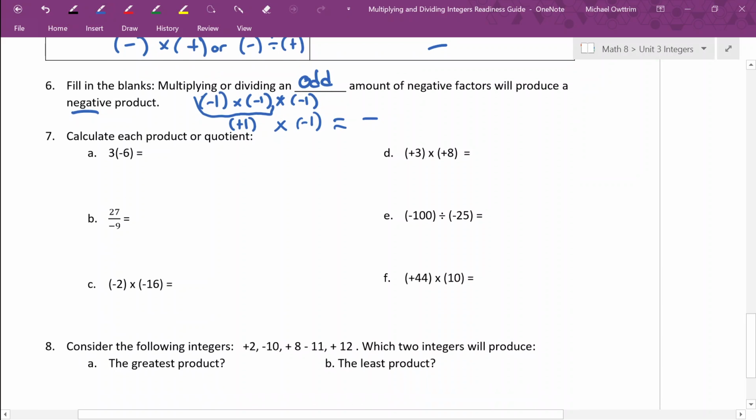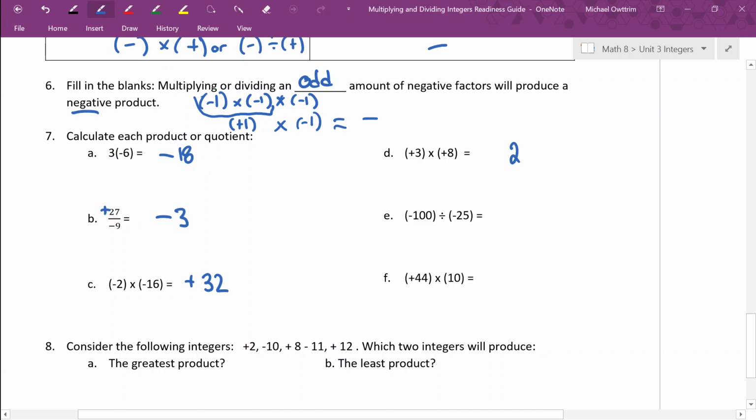Right, so applying our rules, we know if we have the same sign, our answer will be positive. Different signs, our answer will be negative. Otherwise, we just multiply or divide the numbers as usual. So 3 times 6 is 18. Positive times negative is negative. 27 divided by 9 is 3. Positive divided by negative is negative. 2 times 16 is 32. Negative times negative is positive, same signs.